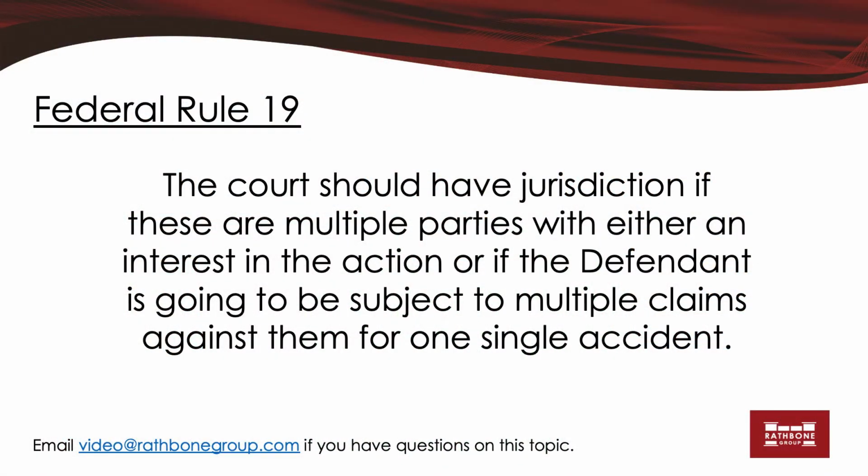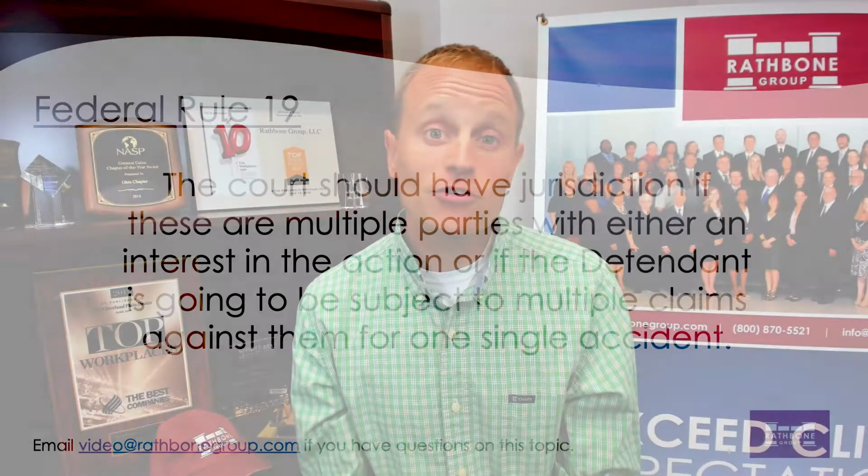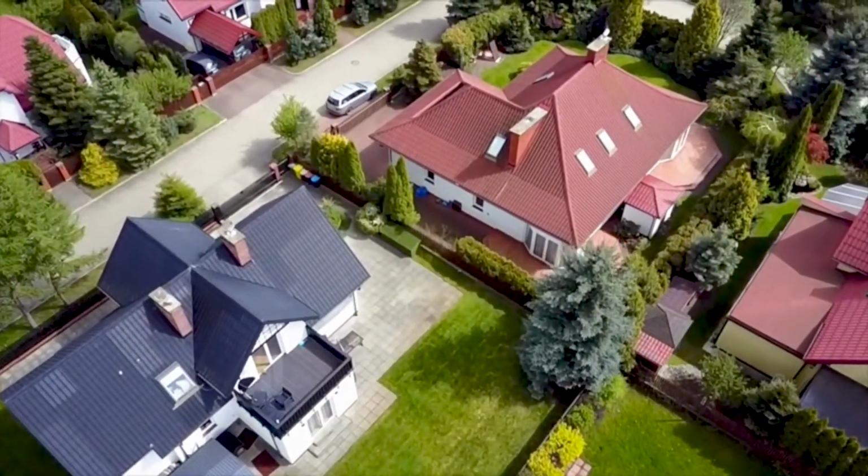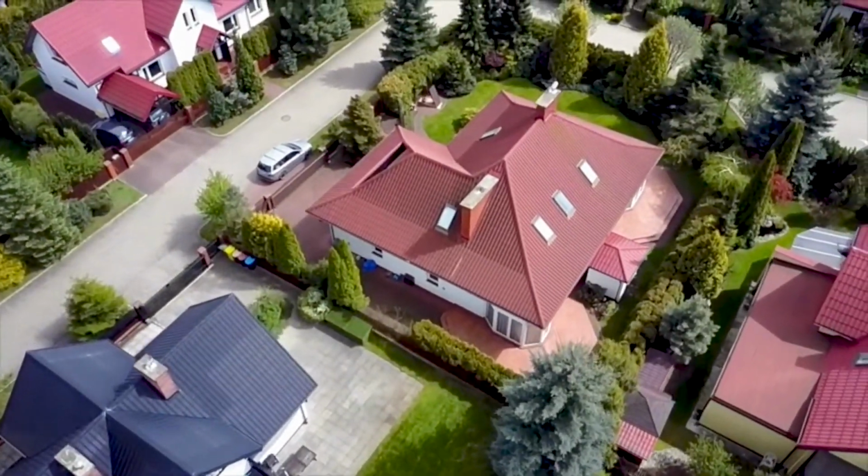So what does that really mean? It means that the court should have jurisdiction if there are multiple parties with either an interest in the action, or if the defendant is going to be subject to multiple claims against them from one single accident or one claim. If you look at it outside of the subrogation world, let's say there's a piece of property and someone wants to file an action to claim that they have superior rights to that. Well, if they just file against one person who may have a claim on that real property, and they don't name any of the other parties that may have a real claim to that property, then you're going to have one ruling as to party A versus party B, but it's not going to address party C, D, and E.